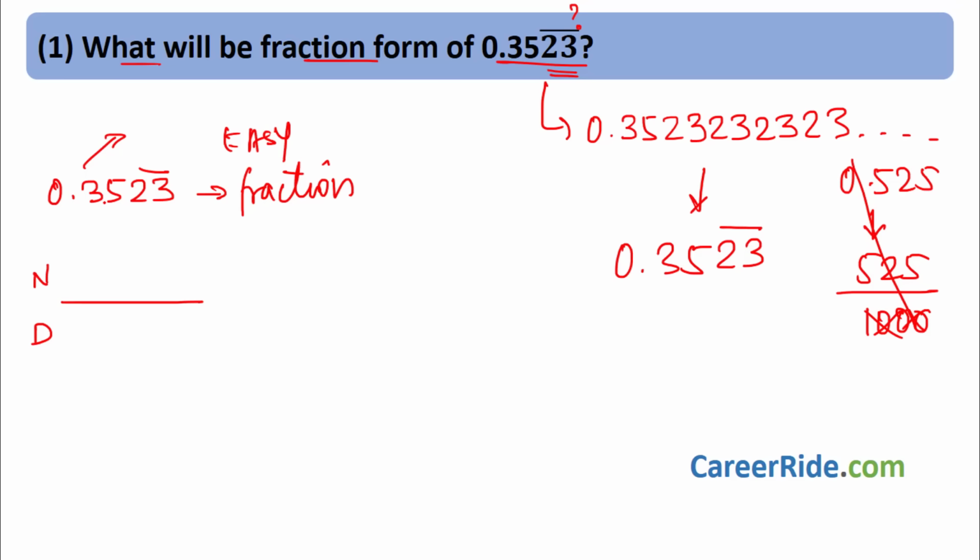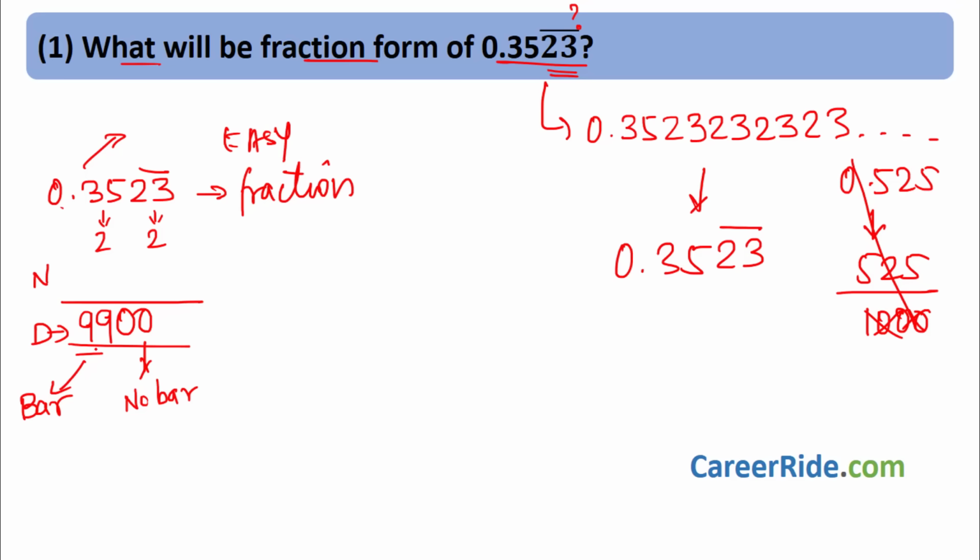Here, how many digits are there after the decimal point? There are 4 digits, right? 3, 5, 2 and 3. Out of that, 2 digits are not below the bar and 2 digits are below the bar, correct? So how many digits are there below the bar? 2. So write 9 two times. How many digits are not below the bar? 2. So write 2 zeros. This is for the bar, and this is for no bar. So this is the denominator.